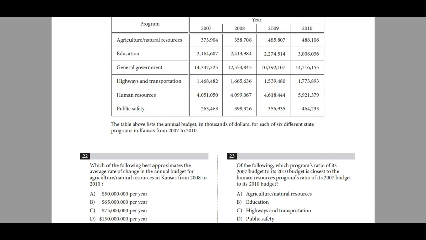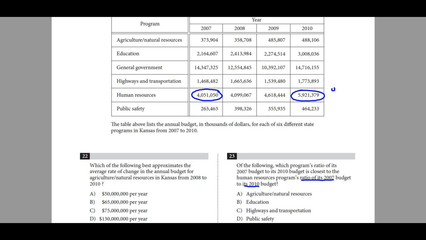We're going to go back to our table. So we need to check out the year of 2007 to 2010 for human resources. So that would be right there. Those are the two numbers. So the ratio of 2007 to 2010, I'm going to divide that out.